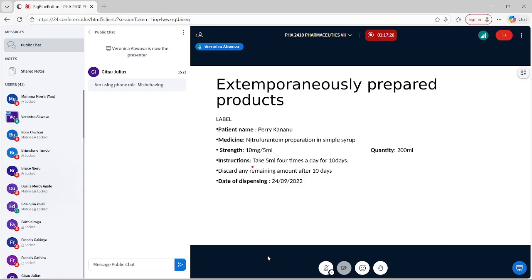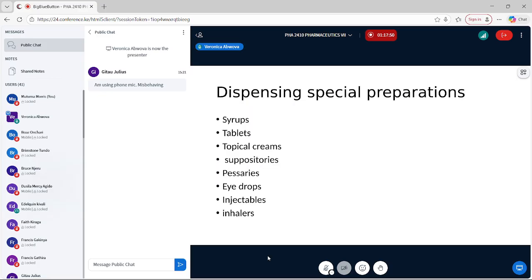This baby probably needs to take 10 milligrams. That's why they've been told take 5 ml 4 times a day for 10 days, okay? Discard any remaining amount after 10 days. Date of dispensing, there. Quantity dispensed, 200 ml, okay? Any questions up to that point?